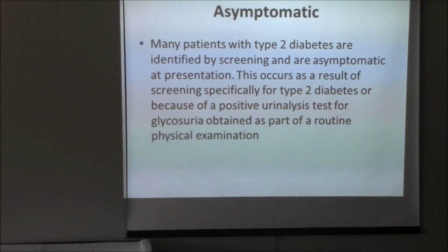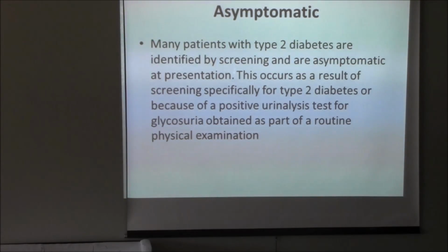Many patients with type 2 diabetes are identified by screening. That's that secondary prevention that we do, usually annually for our patients here. We do a hemoglobin A1C; they are asymptomatic, and they don't have any symptoms. Women might come and present with just a bladder infection. Men often will come in because they're impotent or having some sexual dysfunction, and then you do blood sugar on them and you find out that their blood sugars are too high.